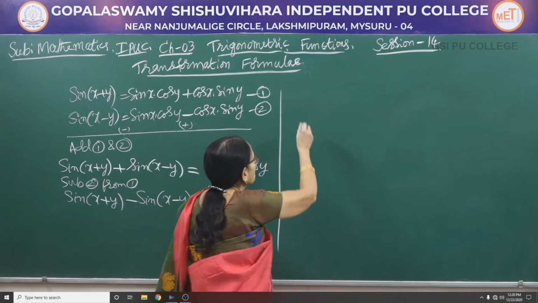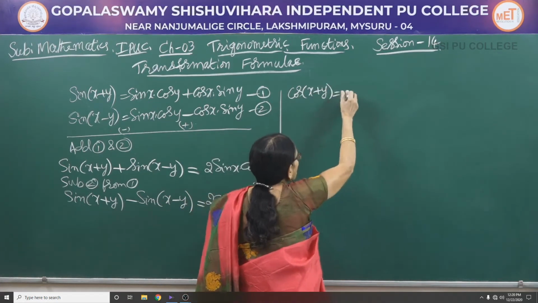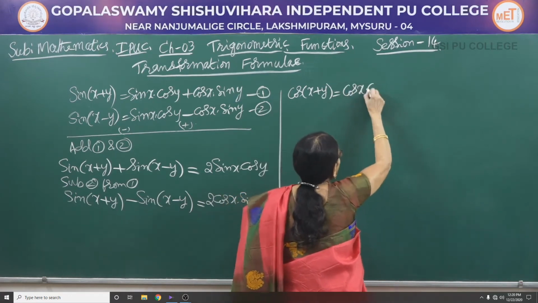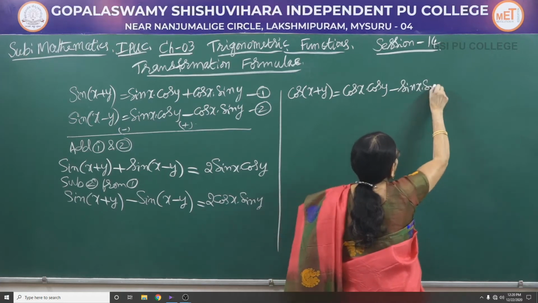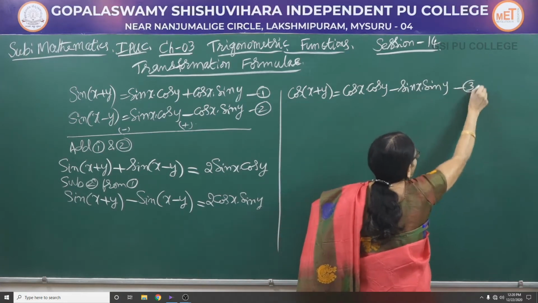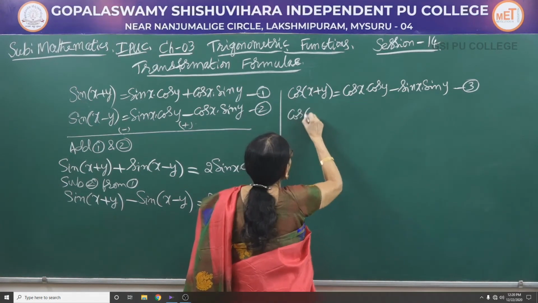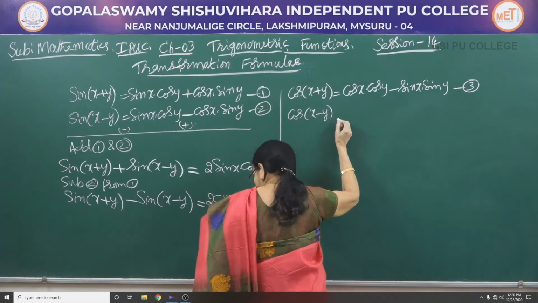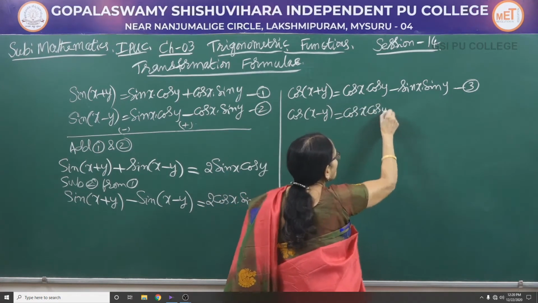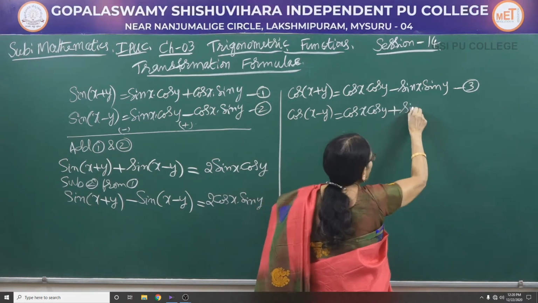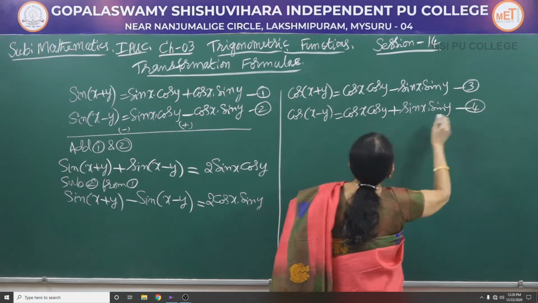Similarly, let me consider the cosine, that is cos of x plus y, that would be equal to cos x into cos y minus sin x into sin y. Now, let me give a number 3 to this one. Now, similarly, cos of x minus y would be equal to, the terms are same as you know, it is cos x cos y plus sin x into sin y. Now, take it as 4.